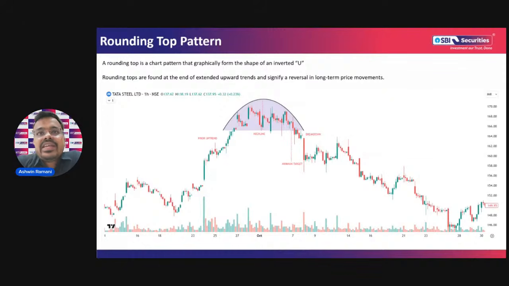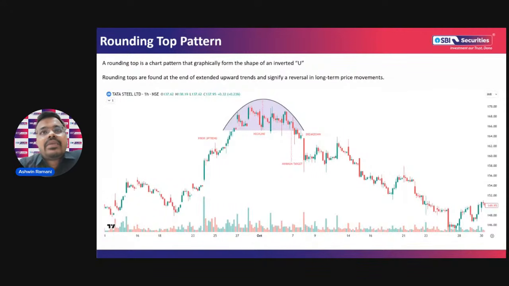Can anyone take a guess? How is a rounding top different from a double top and a triple top here? Anyone wants to take a chance in the chat box? Come on, guys. I think you all can participate. Don't worry about the wrong answers. Just take a try. Just take a guess. Because I think that is how you will learn in case you're learning it for the first time.